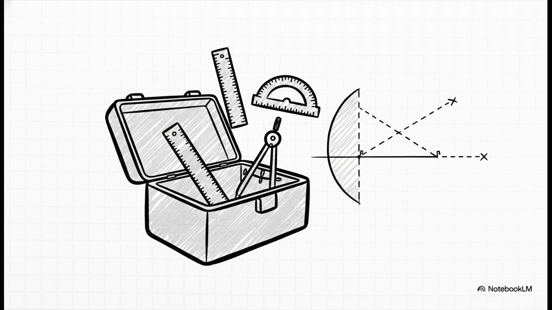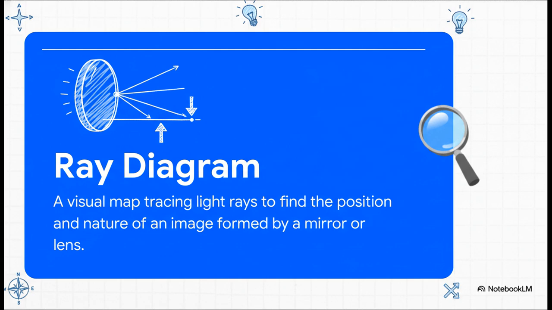For that, we need a reliable tool. And in optics, that amazing tool is a simple drawing technique called the ray diagram. So what exactly is a ray diagram? You can think of it as a map that traces the path of light. We follow the rays of light coming from an object, see how they bounce off the mirror, and then find the exact point where these reflected rays meet. That intersection point, that's where the image is formed. And the best part is, we only need to accurately draw two of these rays to find our answer.